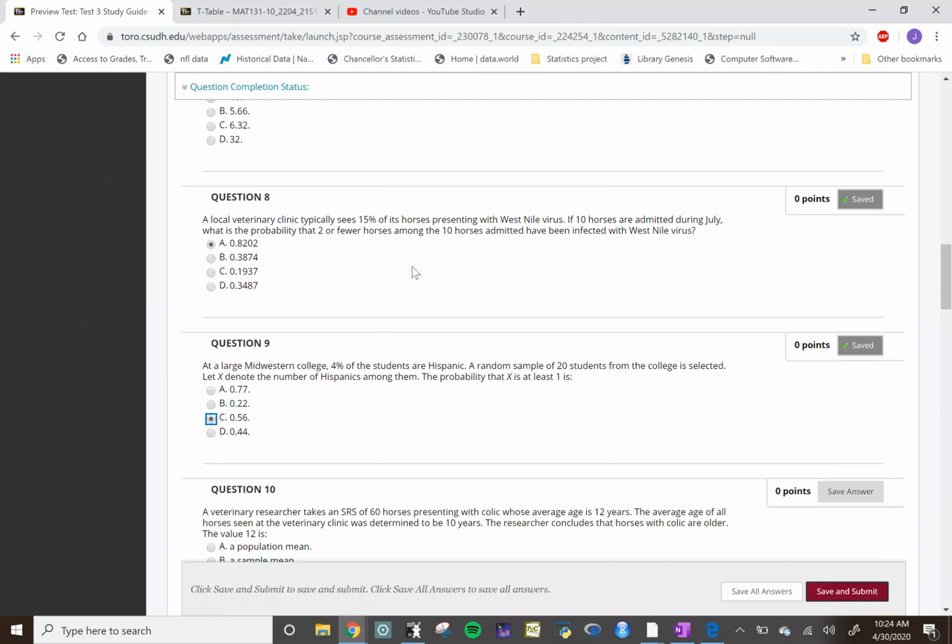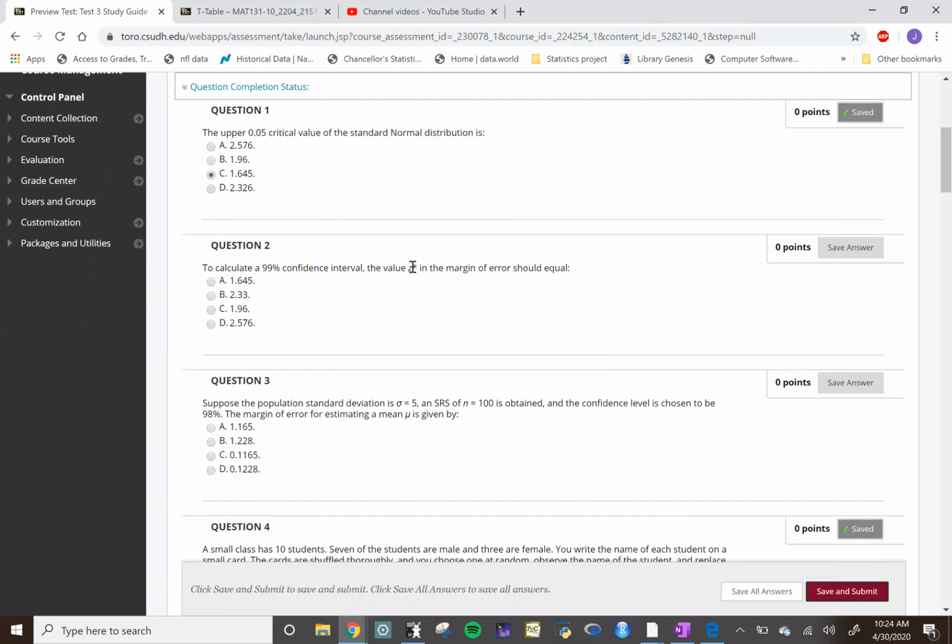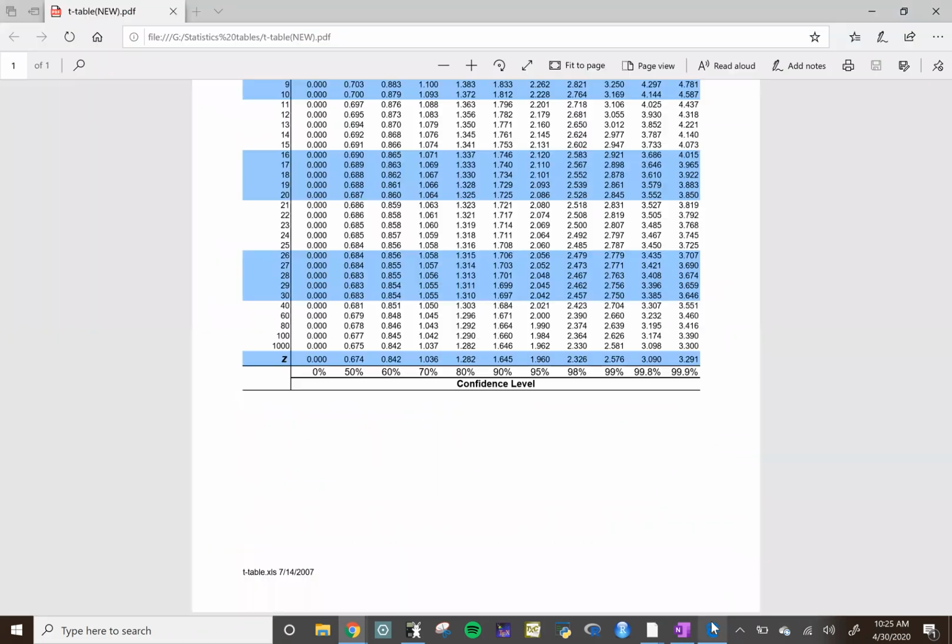If you look at problem number 2, you actually just have to use the t-table again. So for question number 2, it says to calculate a 99% confidence interval, the value z in a margin of error should equal to. So we just want to find a z value for a 99% confidence interval. For this one, if you look at the bottom, you have 99% right here. And if you look right above it, you get 2.576. And we're done.